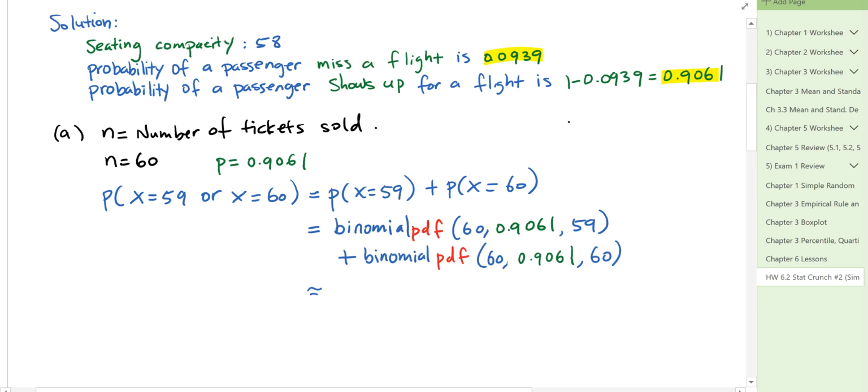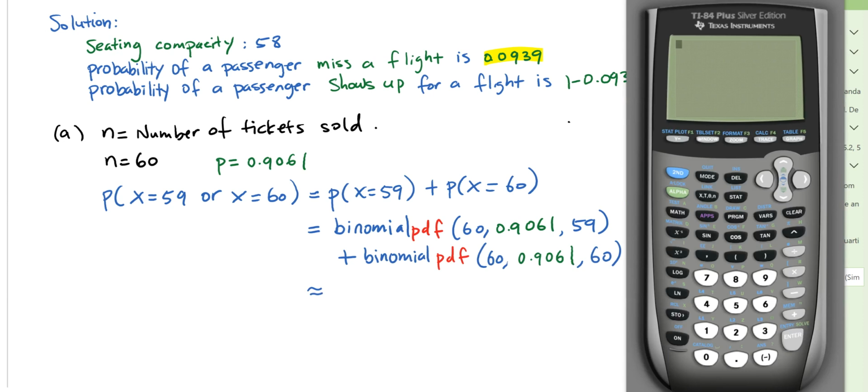Here, just type both in your calculator and you'll get the answers. Let me show you how this is done. In your calculator, go to second vars, go down the list, and we're looking for binomial PDF. That will be this one. Enter. Now, the number of trials in this case is 60, since we're selling 60 tickets. And the probability that a passenger is going to show up is this. And we want to find the probability of exactly 59. Enter, enter, and then we'll get the first one.